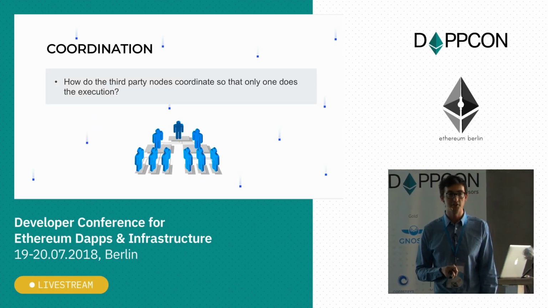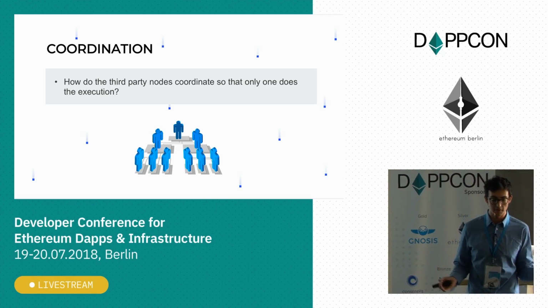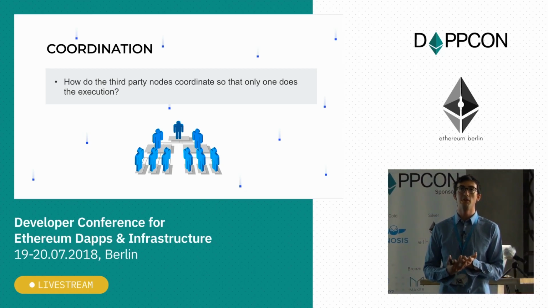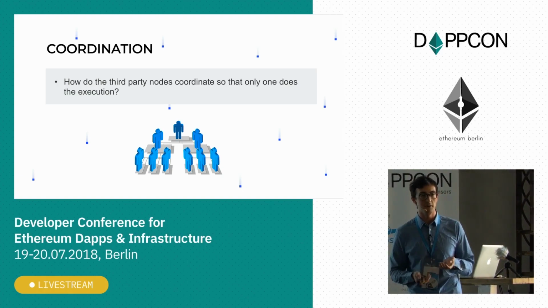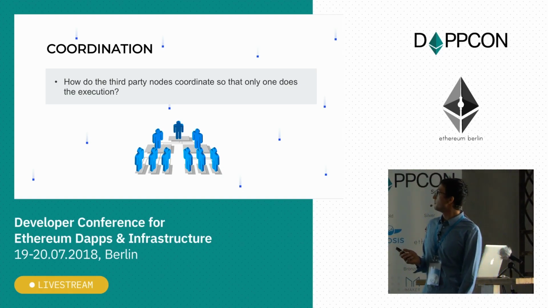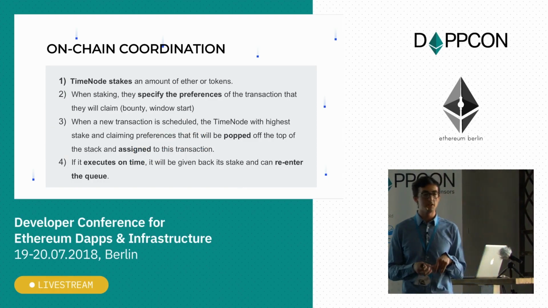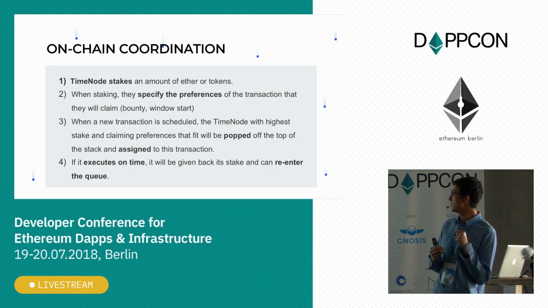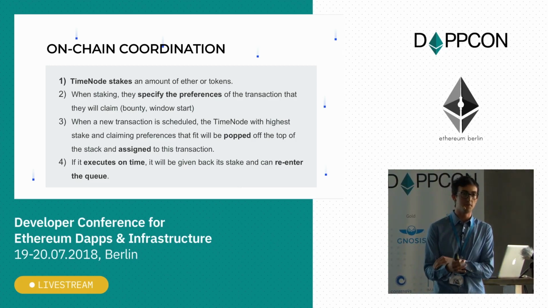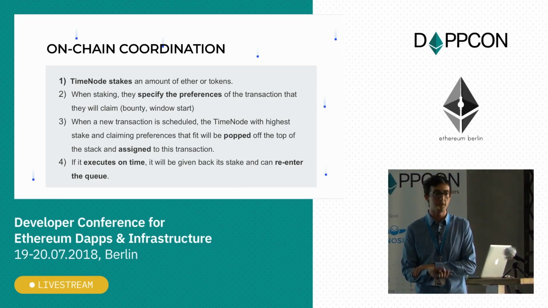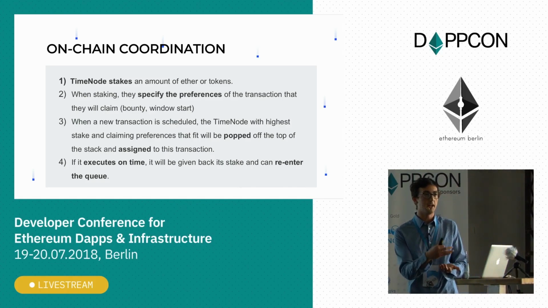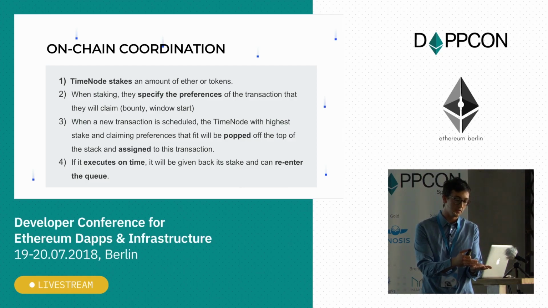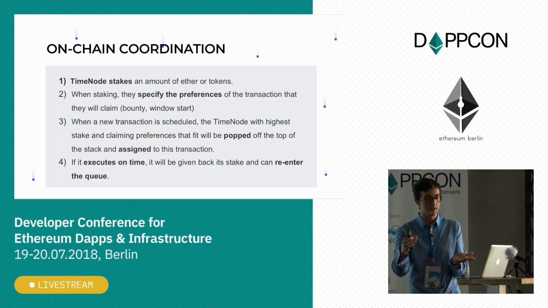And then the final issue is the coordination between the nodes. So this goes back to the race condition. To prevent the race condition, we need some way for the nodes to decide which one will be the one that is sending the execution transaction. There is a potential on-chain coordination solution, and this is similar to a proof of stake kind of thing, where the time node will stake some token or some Ether, and then they specify what kind of transaction they're willing to execute.